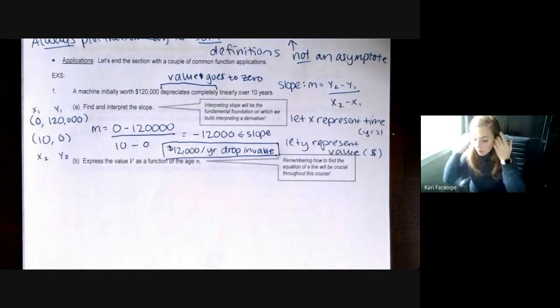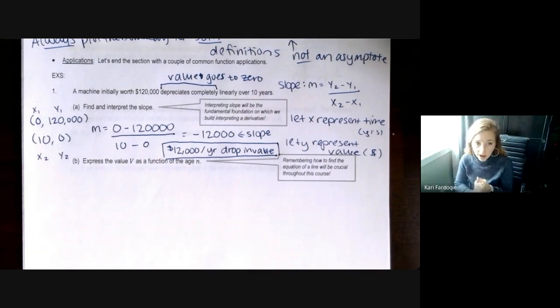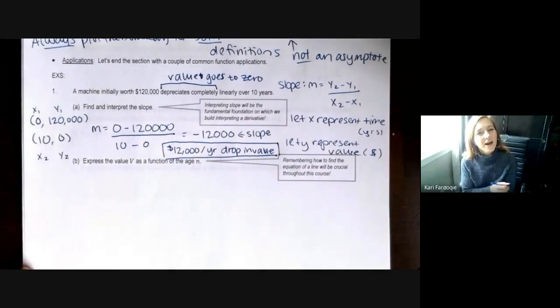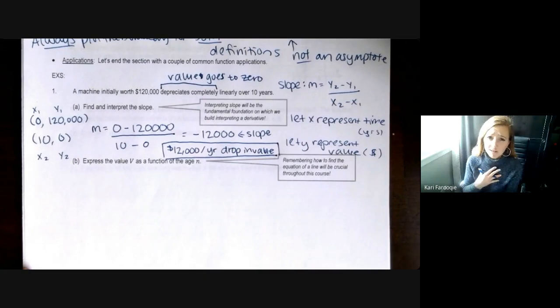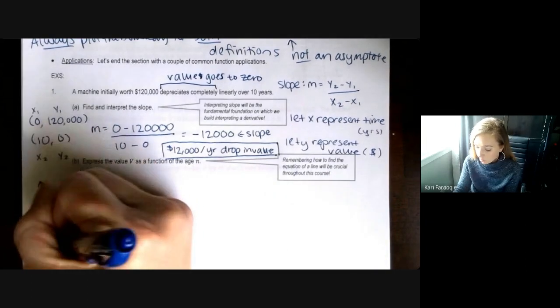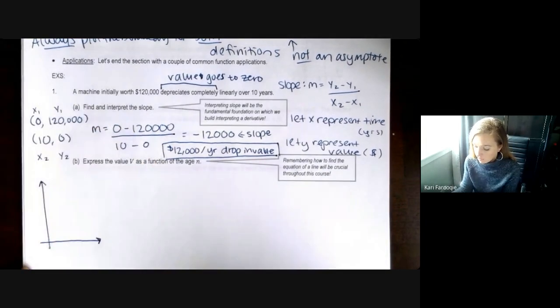So that's part A. Part B is express the value V as a function of the age N. Now, one thing that we can think about here is just considering what this would look like if it was a graph. I know you guys aren't always used to thinking about things in terms of graphs. Because I teach math, everything for me is like a graph. It's a really good habit to get into, I think. Gives you visual representation of your data.